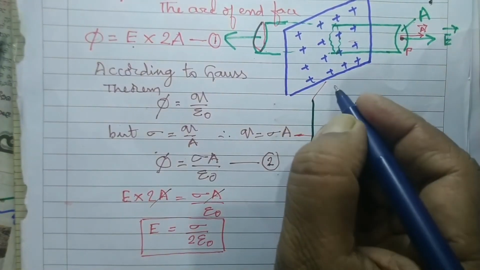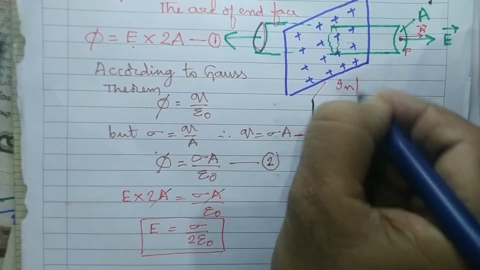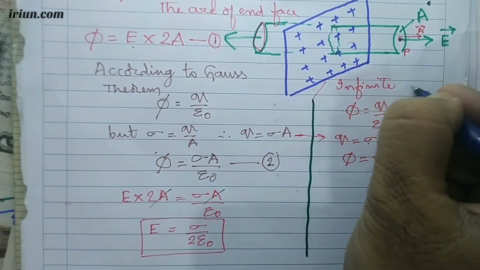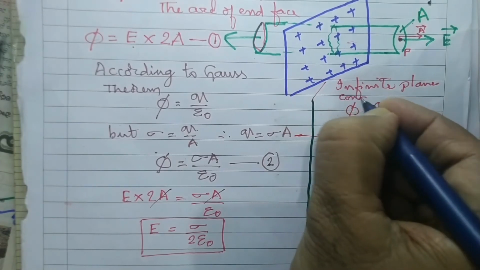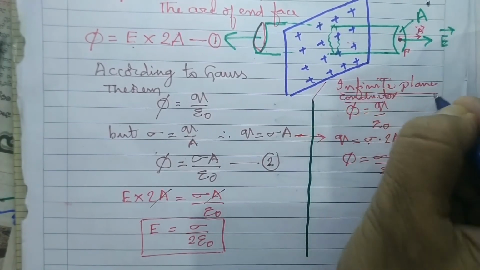What is that special case? I have written, however, I will write it here: infinite plane conductor. This is the special case I am talking about.